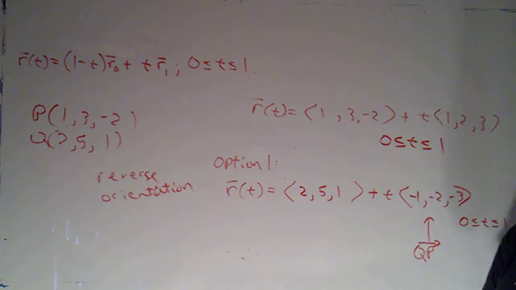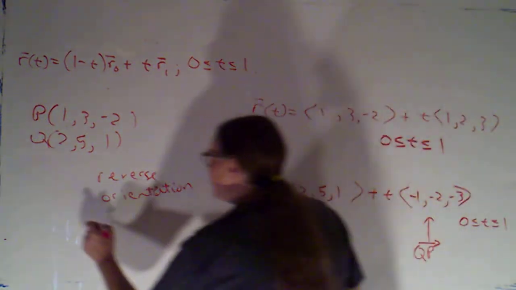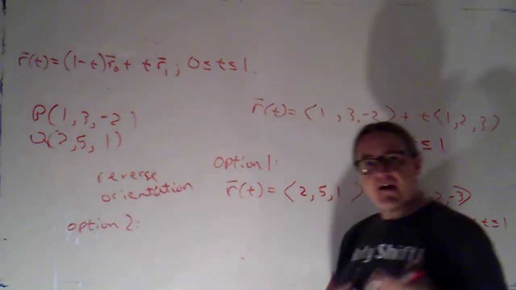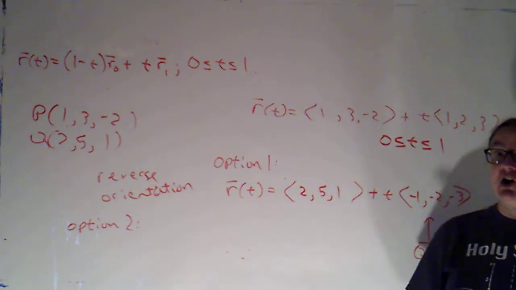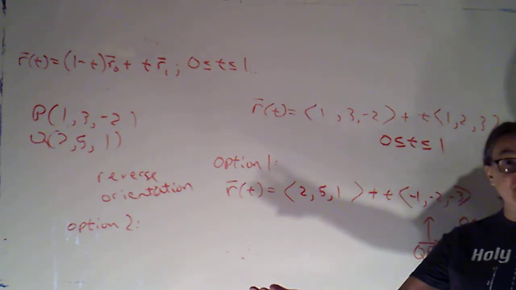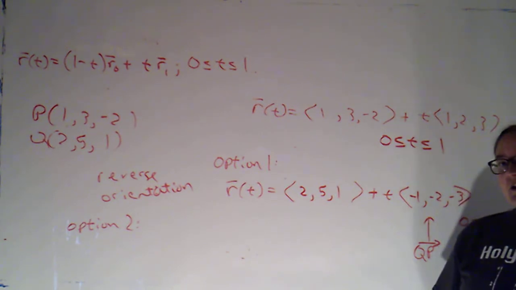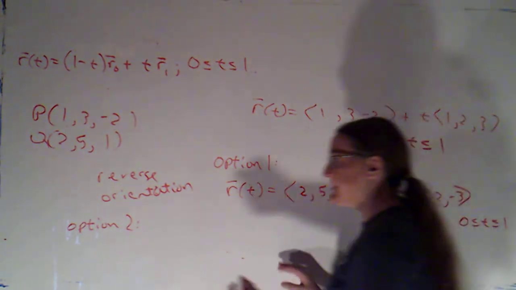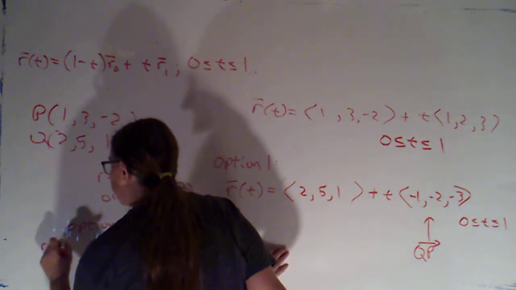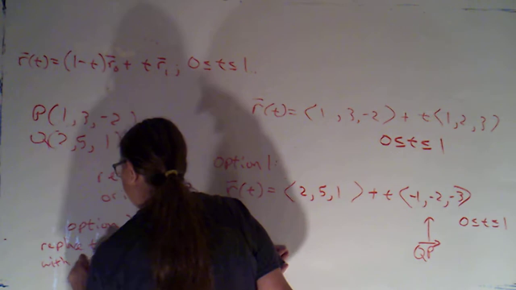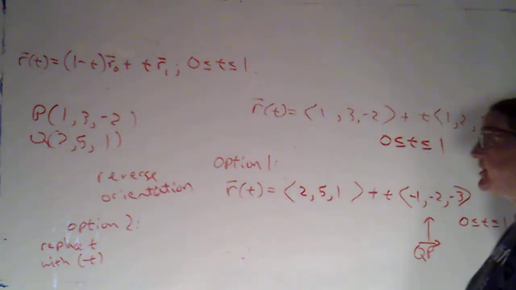I think that's the simplest way of reversing the orientation, but I want to remind you of another one. In general, if I have a parametric curve, and that could be described with parametric equations or with a single vector equation, if I want to reverse the orientation, I can replace t with the opposite of t. That will always reverse the orientation.